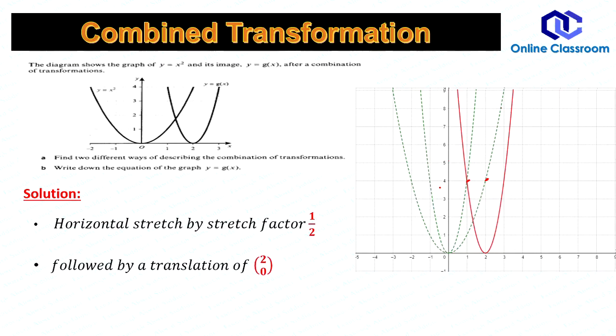Clear? But yes, horizontal translation towards right. This is another possible way of showing this. There are two ways to describe this transformation. First we have done the stretch, then translation.